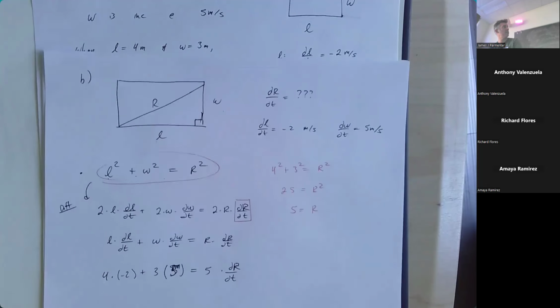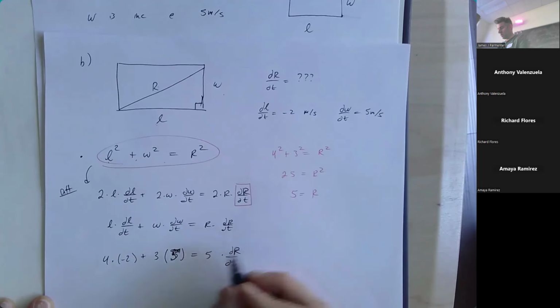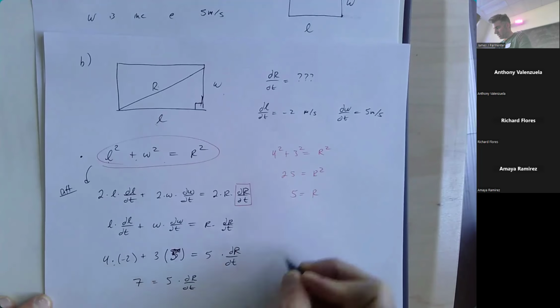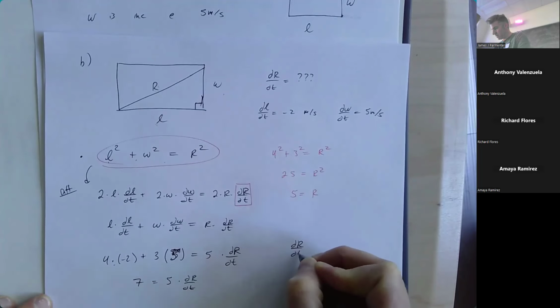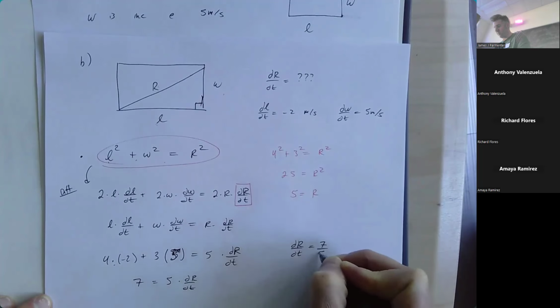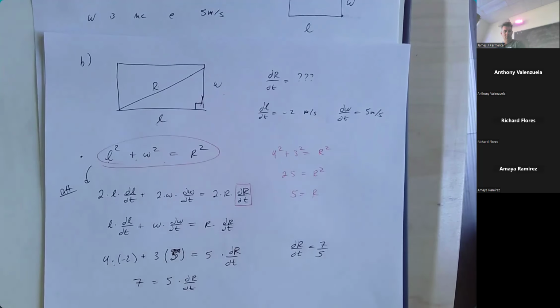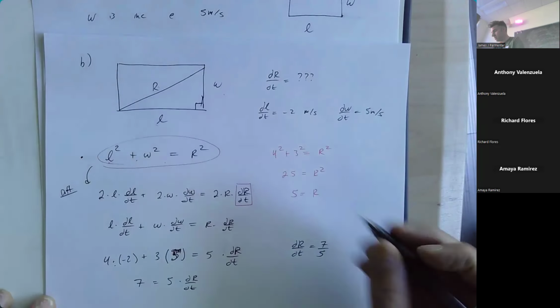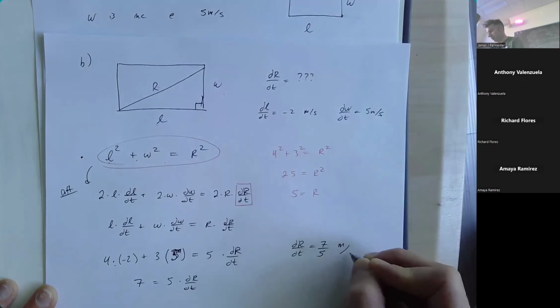And now we can solve for dr dt. Negative 8 plus 15, that's going to be 7 equal to 5 times dr dt. So dr dt is going to equal 7/5, or if you prefer, 1.4. What are my units? Yeah, meters per second, because R is a measure of length per our unit of time. So it's just whatever our length unit is per whatever our time unit is.